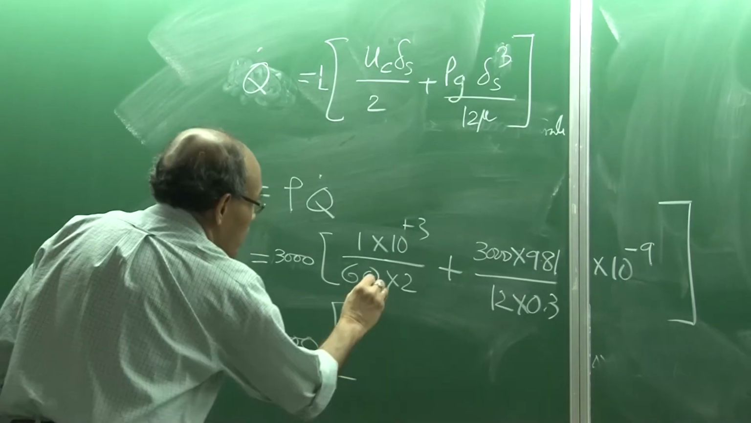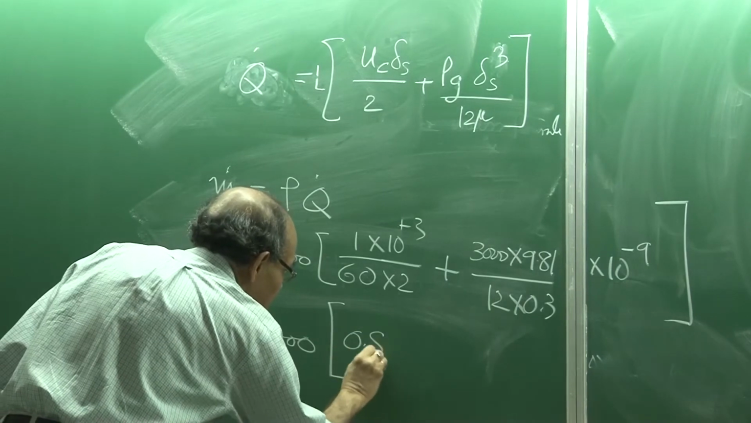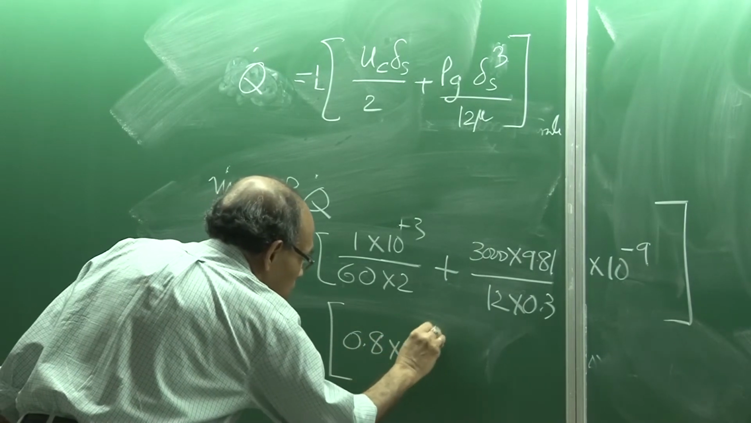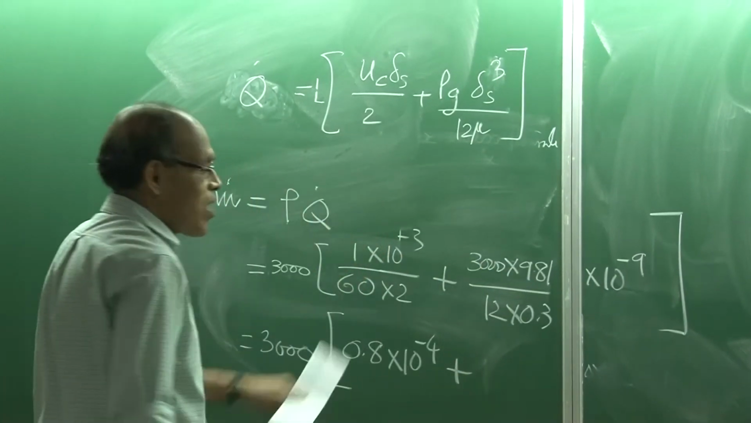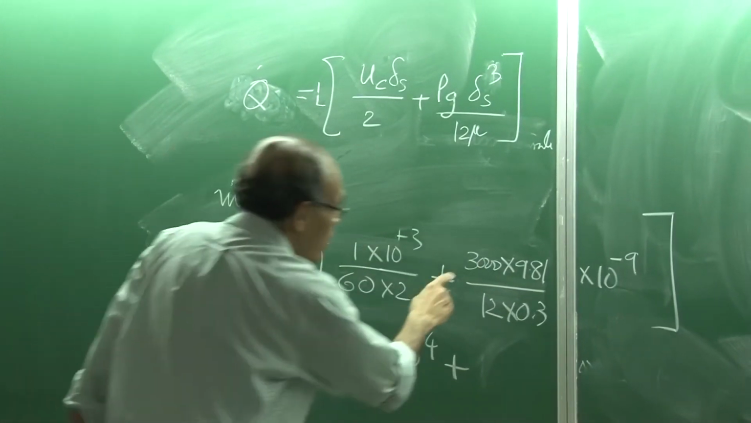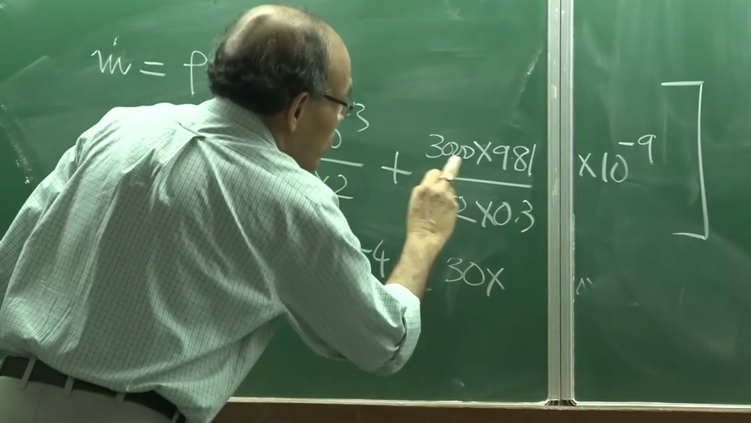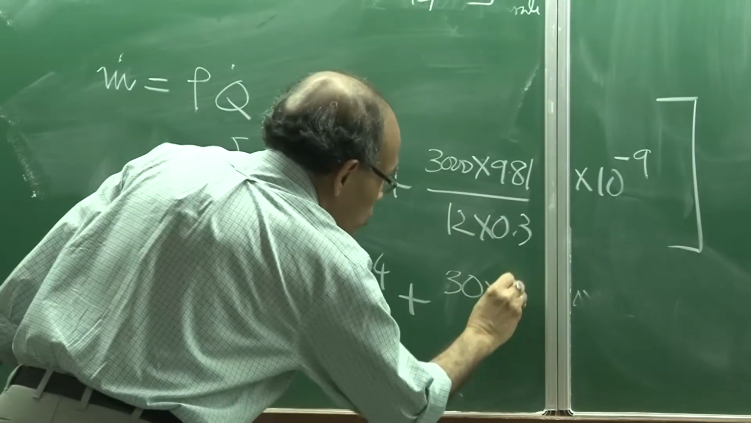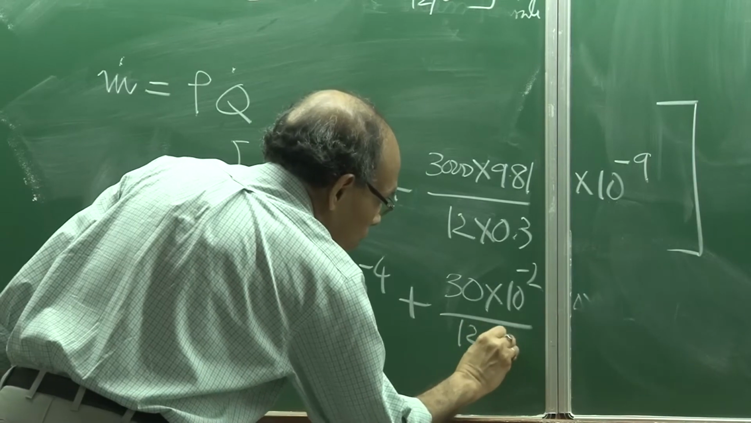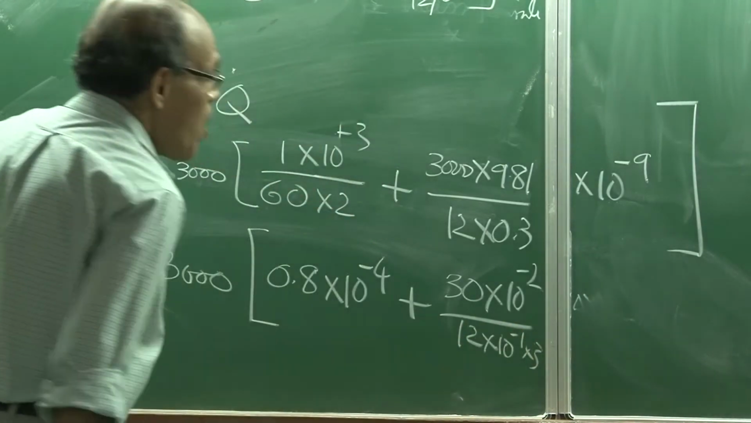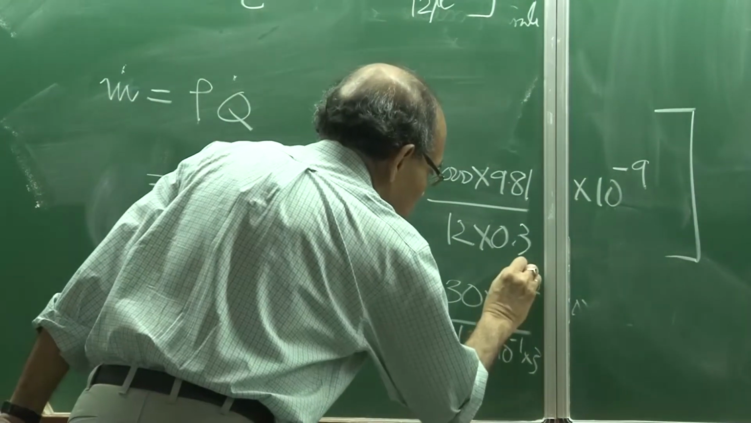3000 multiplied by, this is, you can say 10 to the power 4. So, 1 by 12. So, 0.8 multiplied by 10 raised to the power minus 4 plus, you can say 3, roughly speaking, because I have no calculator. So, I am doing roughly 3000 into 10, 3. So, this is about 30 into, okay, 10 to the power minus 12, and this is 12 into 10 to the power minus 1 into 3. So, roughly speaking, this is 10 to the power minus 12.